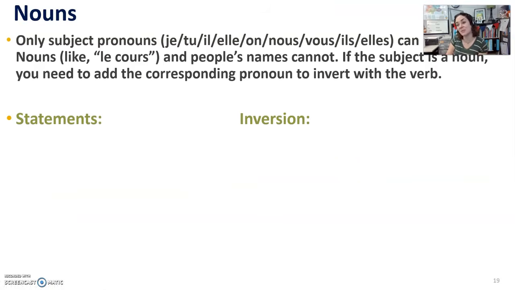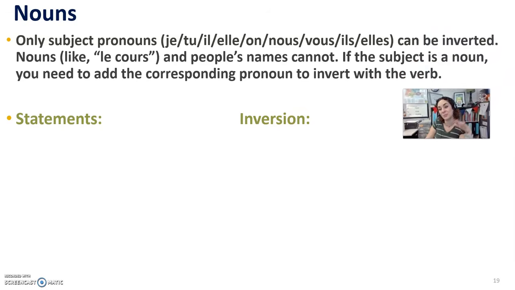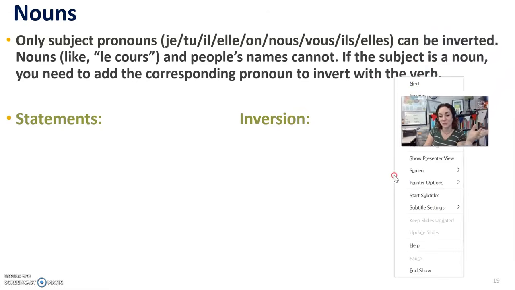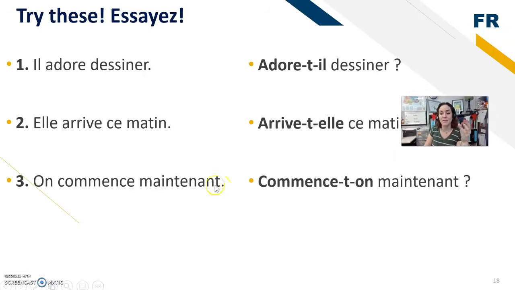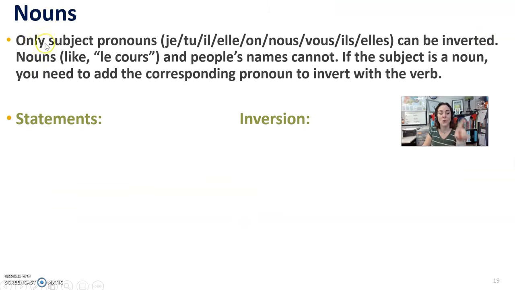Hopefully so far all of that makes sense. There is one more very important thing to point out. What we've seen so far, let me go back, is subject pronouns. Je, tu, il, elle, nous, vous, il, elle, on. What if you have a noun that's not a subject pronoun, like somebody's name or la fille or something like that? You can't invert that. Only subject pronouns, je, tu, il, elle, on, nous, vous, il, elle, can be flipped.